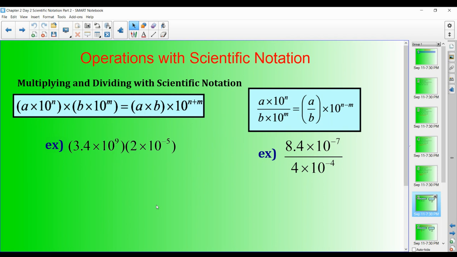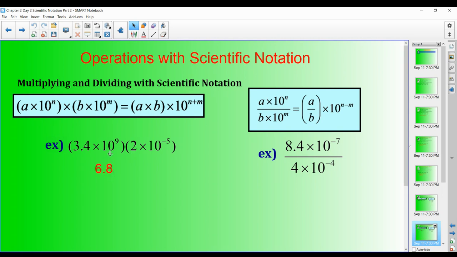Now, multiplying and dividing, I would consider to be much more straightforward. We can use the commutative and associative properties to pick the order we want to do it in. So for multiplication, it says I can multiply a times b, and then I can use my exponent rules with the powers of 10. So I can do 3.4 times 2 and get 6.8.